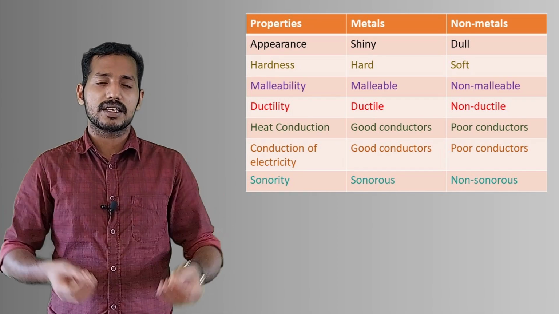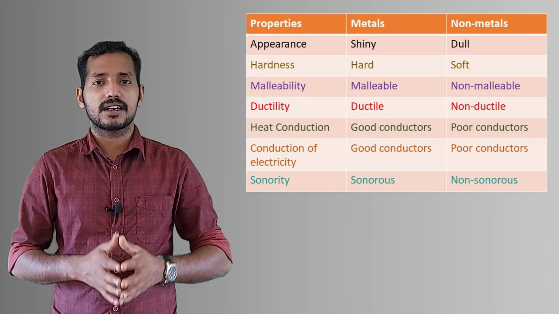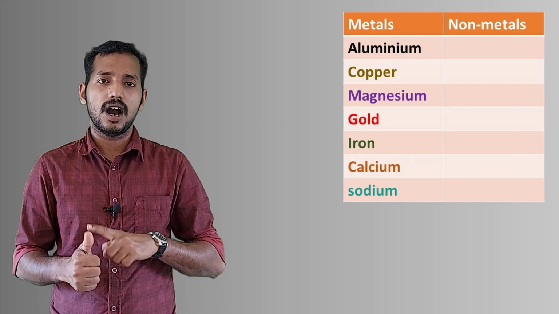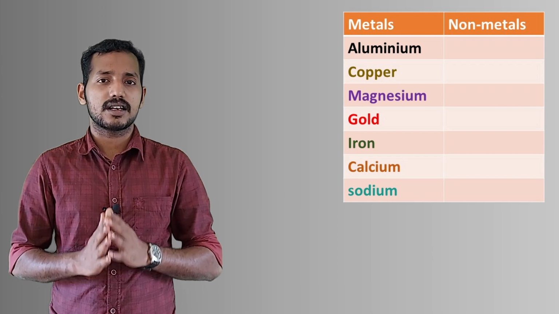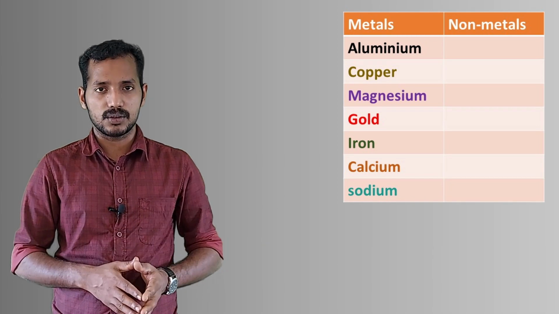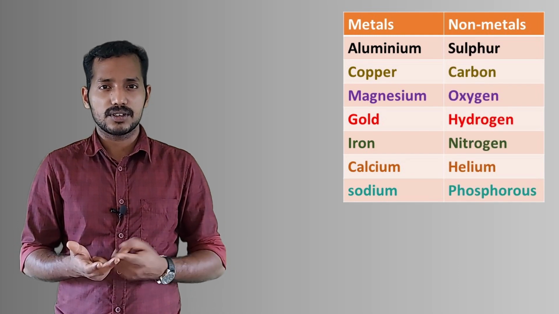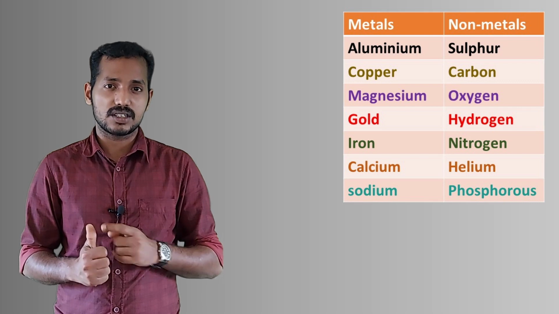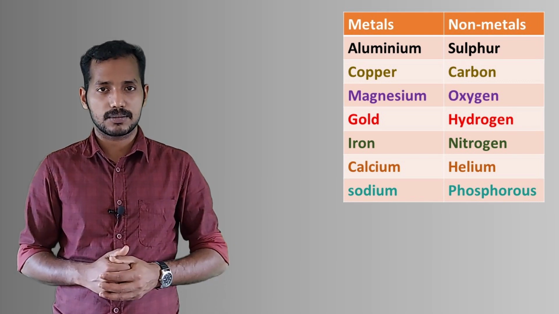Now let's look at some examples of metals and non-metals. Some examples of metals are aluminium, copper, magnesium, gold, iron, calcium, sodium. These are some examples of metals that we can give. Similarly, some examples of non-metals are sulfur, carbon, oxygen, hydrogen, nitrogen, helium. These are some examples of non-metals.